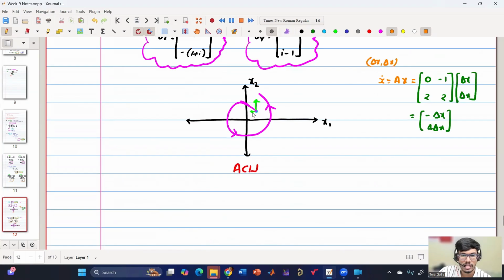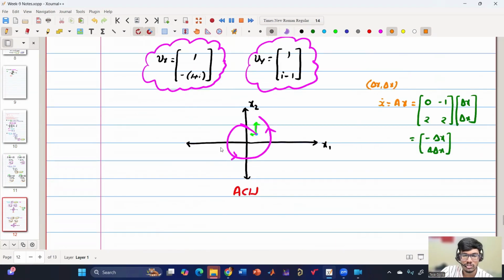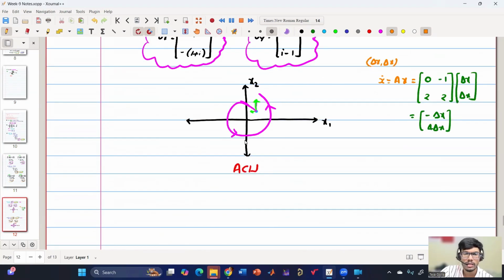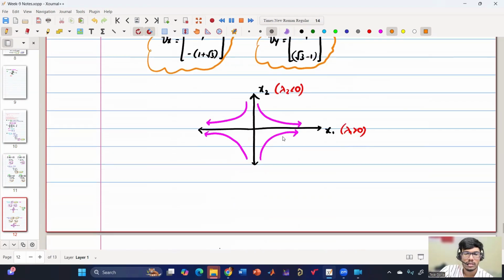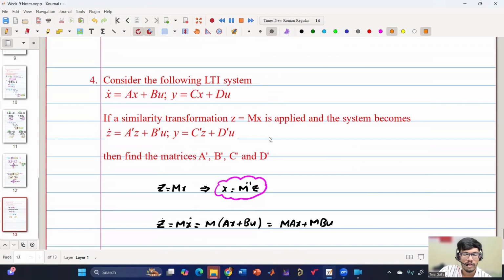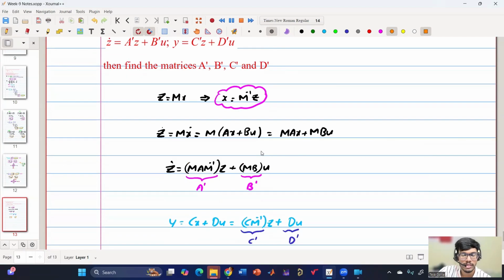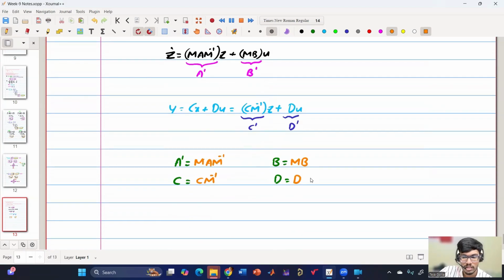We also discussed how to calculate the direction. We consider a close point in the vicinity of the equilibrium point, and then we calculate x dot, from which we can get the direction of this unstable focus. Similarly, for the saddle point, this is the trajectory direction. In the final case, we considered a similar transformation, which is z equal to Mx, and by substituting, we got A dash, B dash, C dash as well as D dash. So this is the overall discussion for today.